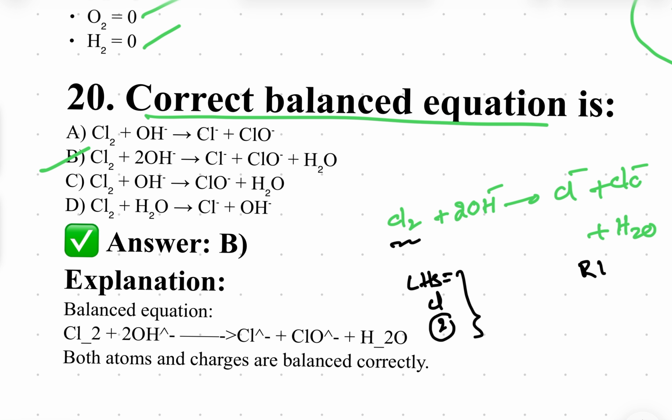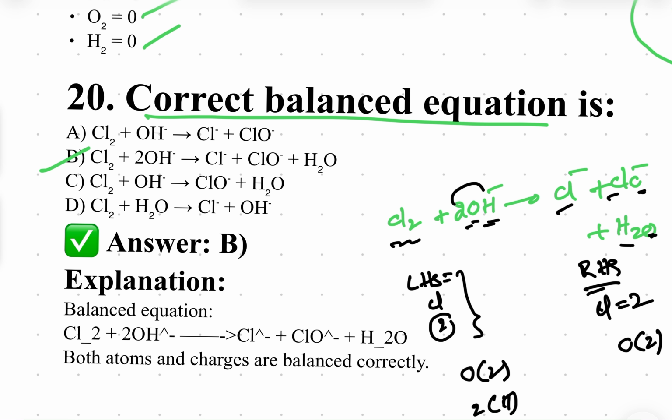On the right hand side, how many Cl's? Here is one, here is one. So here also Cl's are two. Balanced. Next, how many oxygens? Two oxygens on the left and two on the right. Both sides have two oxygens. Next, how many hydrogens? One hydrogen here, one hydrogen here, so the hydrogens are two on the right as well, and two on the left.